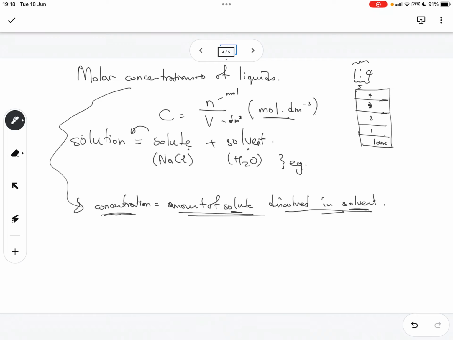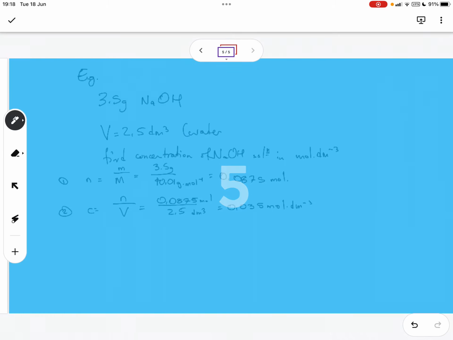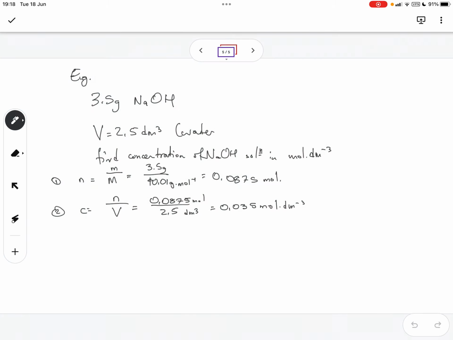So I think this is where we were carrying on our conversation. We were going to look at this kind of calculation for concentration. In our example, we're given 3.5 grams of sodium hydroxide, and we're also told that it's dissolved in 2.5 liters of water. Now we must find the concentration of the solution.